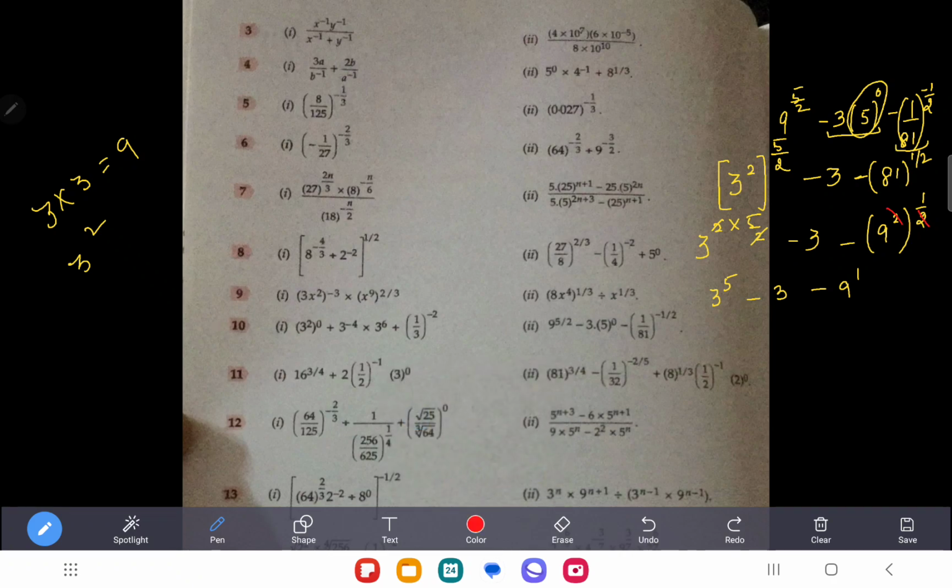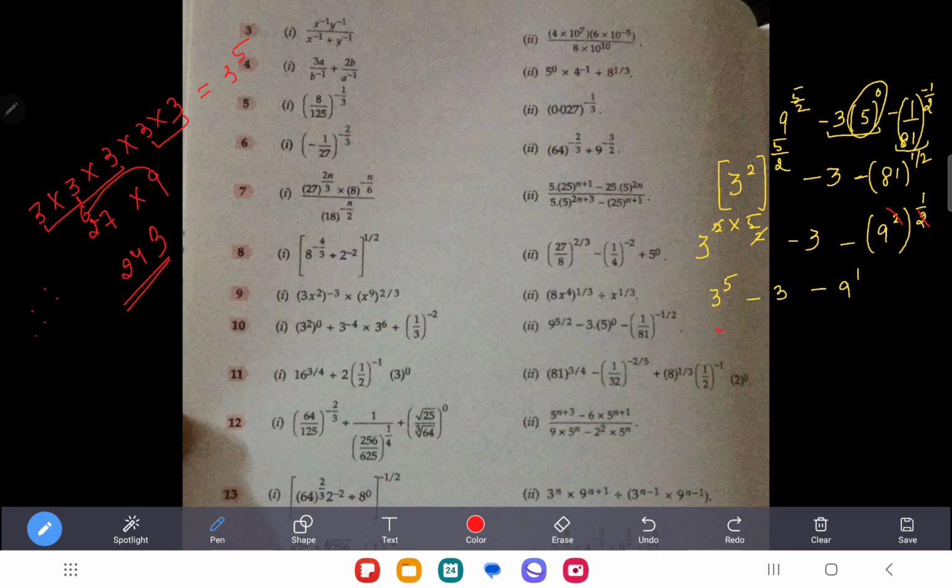So what is 3 raised to power 5? 3 times 3 times 3 times 3 times 3. That's going to be 3 times 3, 9. 9 times 3, 27. 27 times 3 is 81, times 3 is 243. So that's going to be 243.